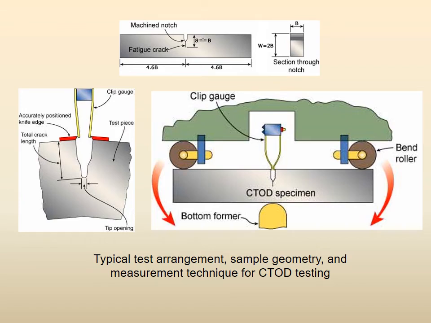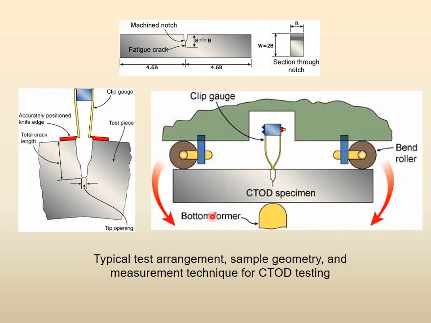Here it is not from our book, but from internet sources. I am just showing you the typical test arrangement, sample geometry and measurement technique for CTOD testing. This is the standard test specimen, the dimensions, the crack. In the other view you can see the thickness of the piece, and the width is roughly twice the thickness. This is the standard specimen.